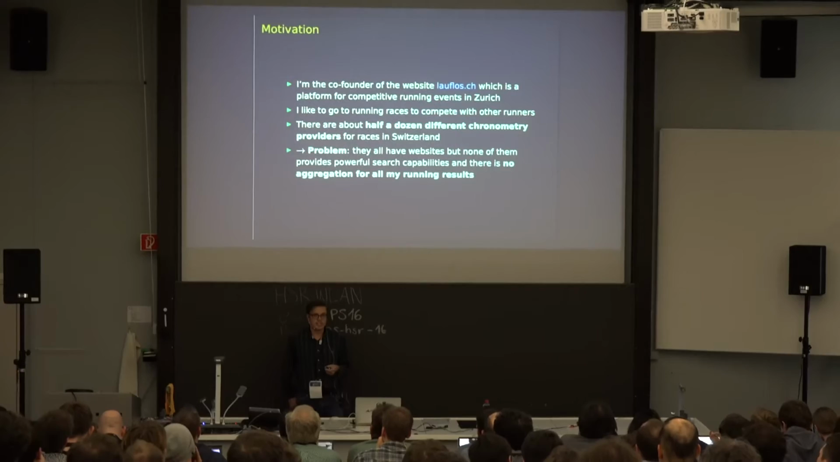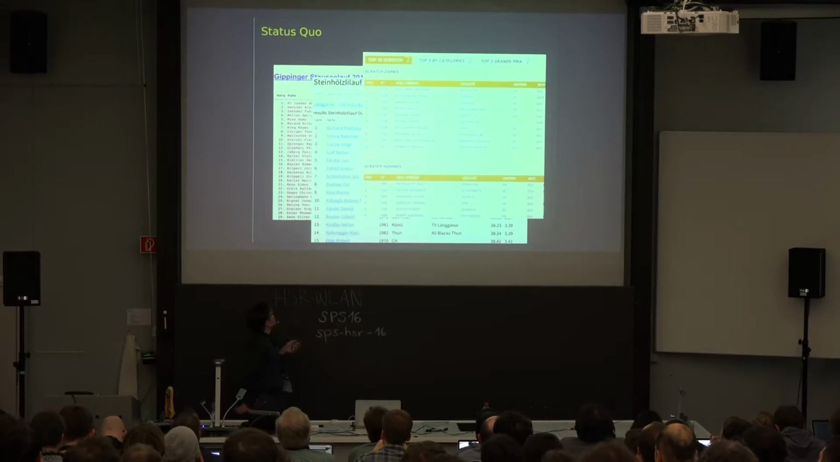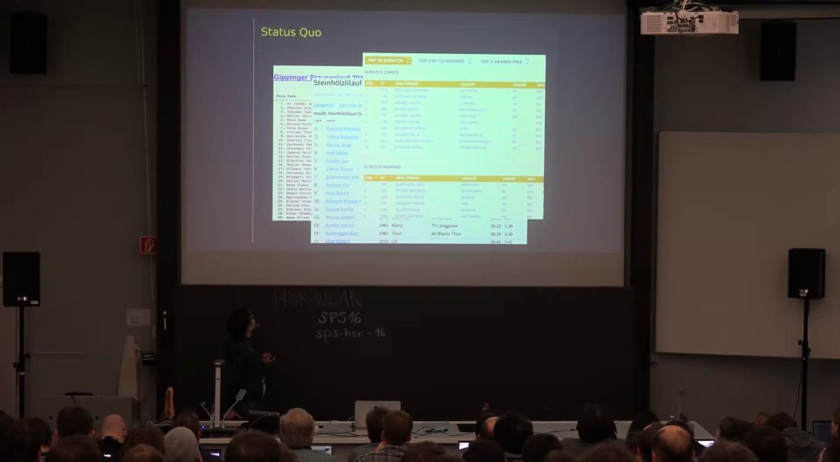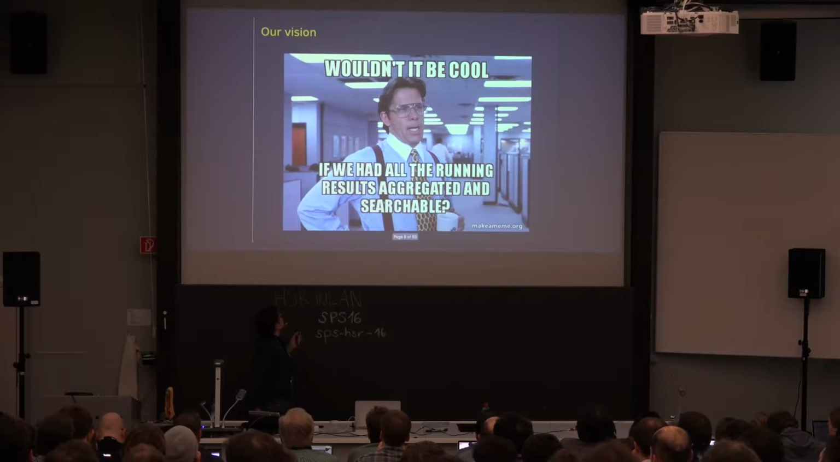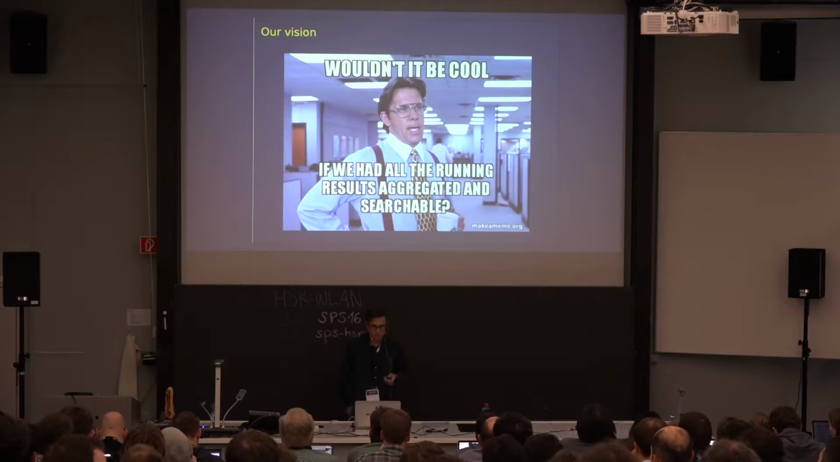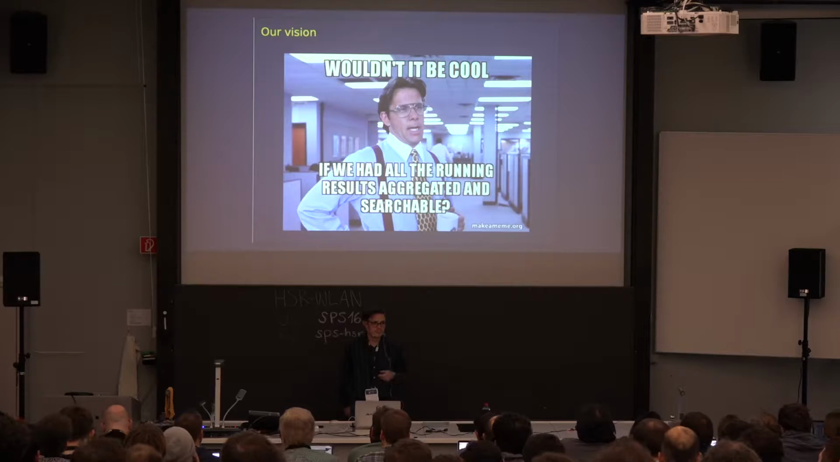So these are three examples of how these websites look. You see, pretty old school websites where you have the running results, but there's hardly any possibility to search for them. So our vision was that it would be cool if you could aggregate all these running results together and make them searchable. So that I could, for instance, query all my run results where I was faster than a specific pace.